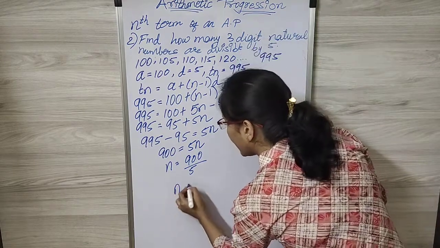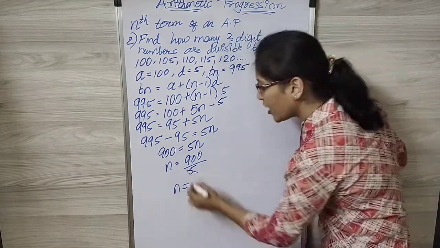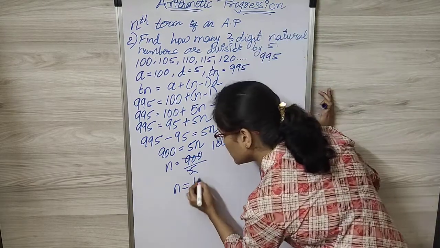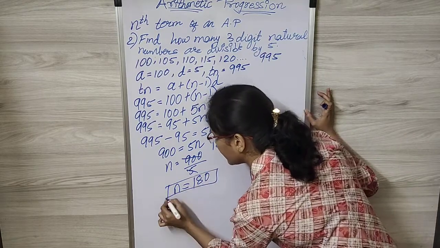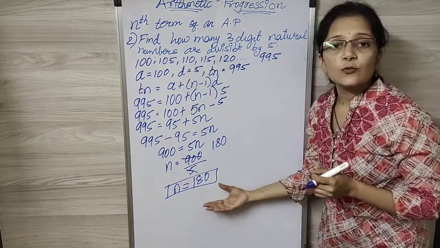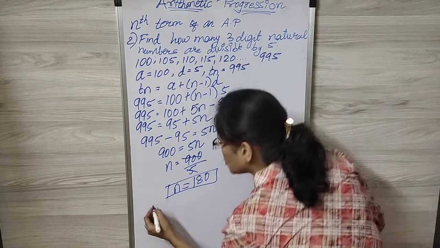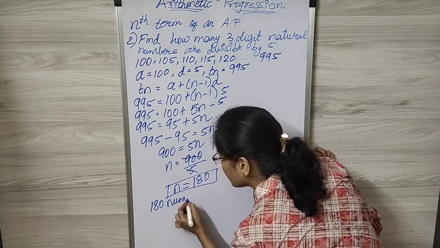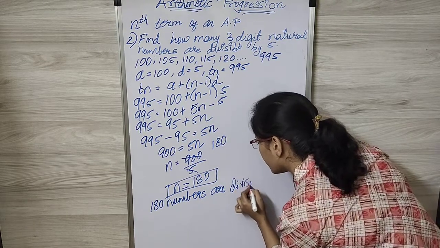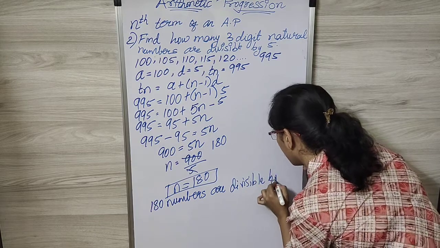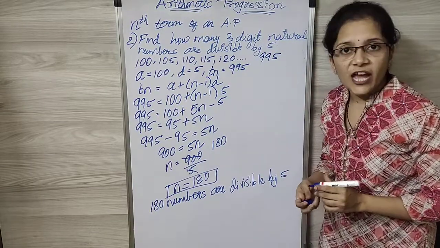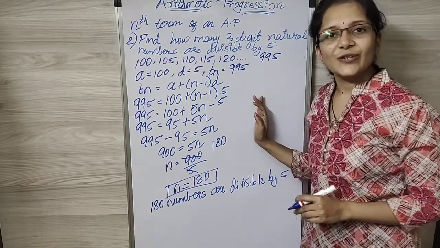So n is equal to, now reduce form, 5 ones are 5, 5 eights are 40 and 0. So n is equal to 180. Right? So how many 3-digit natural numbers are divisible by 5? That is 180 numbers. So 180 3-digit natural numbers are divisible by 5, right? I think you have understood this question.